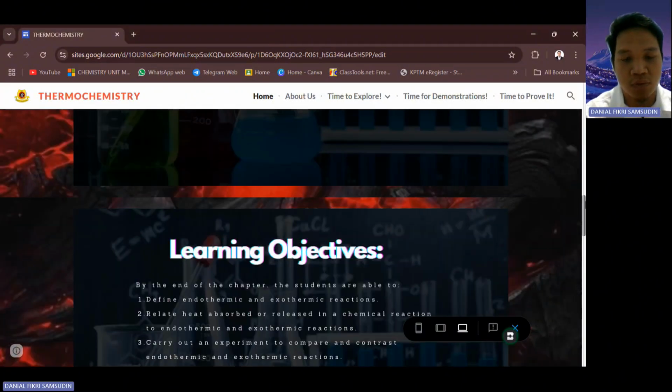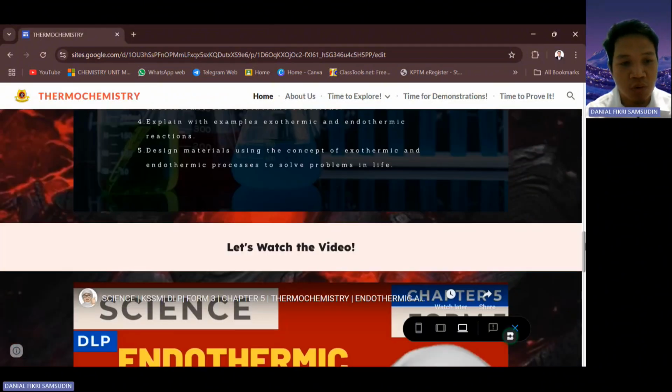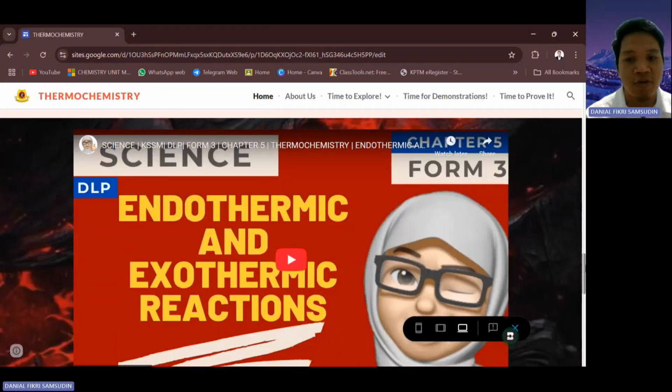Then we also have the learning objectives. Students are able to define endothermic and exothermic reactions, and also relate heat absorbed and heat released. We also include an experiment to compare and contrast whether it is an endothermic or exothermic reaction. We also include some examples from daily life of exothermic and endothermic reactions. We also include the video on endothermic and exothermic reactions. So this is only the introduction.